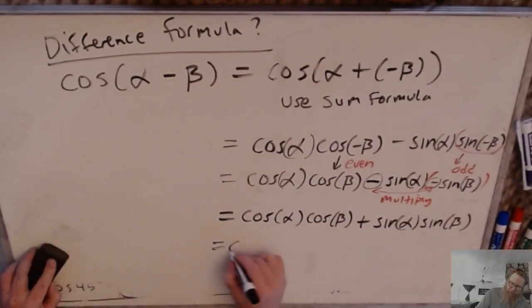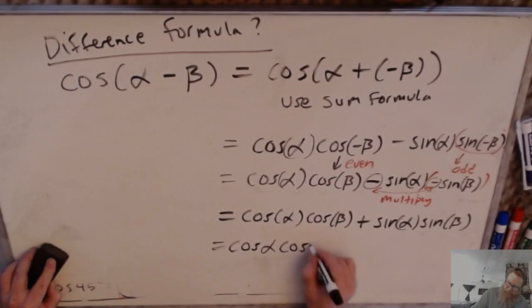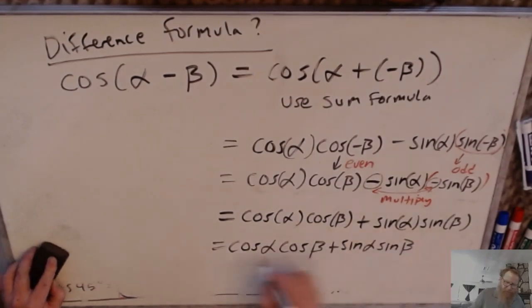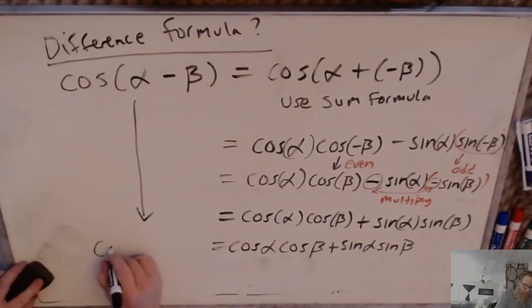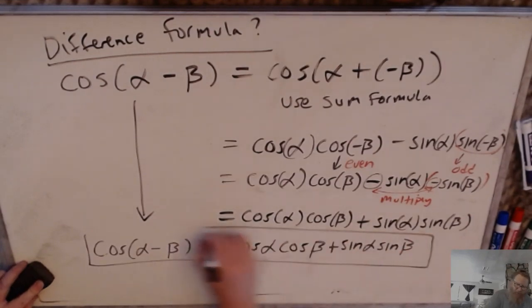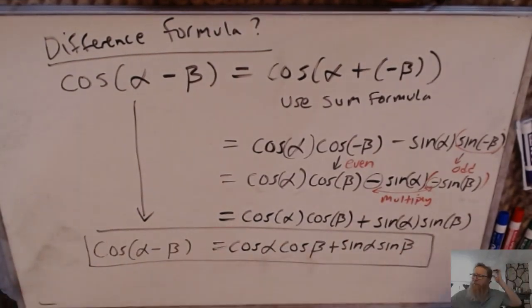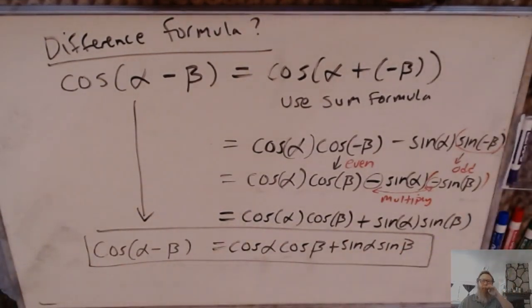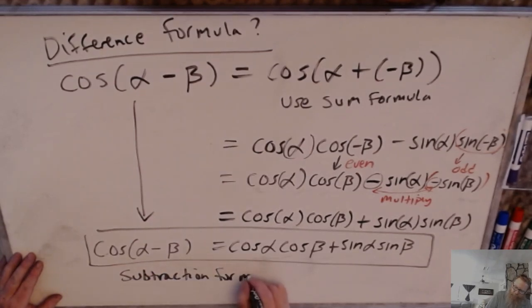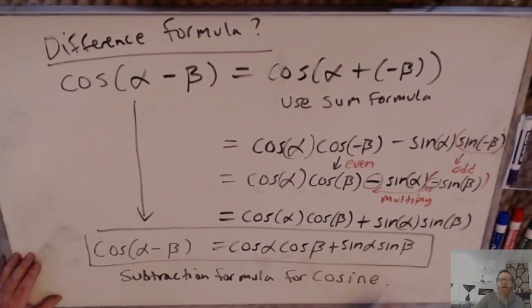I like to omit the parentheses. It's just easier to remember. And there's your special formula. So this is the subtraction formula for cosine.